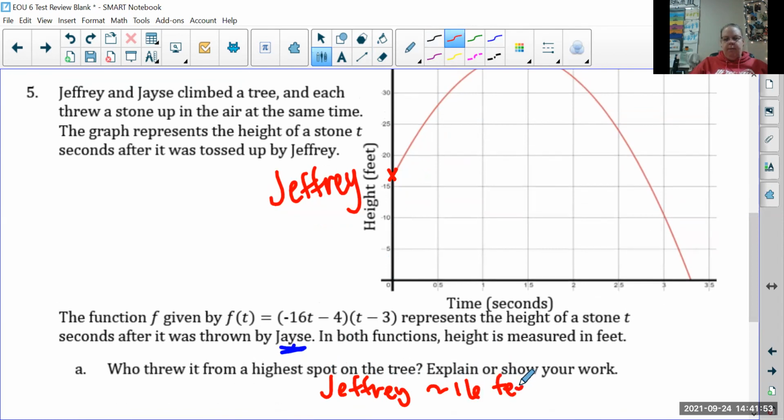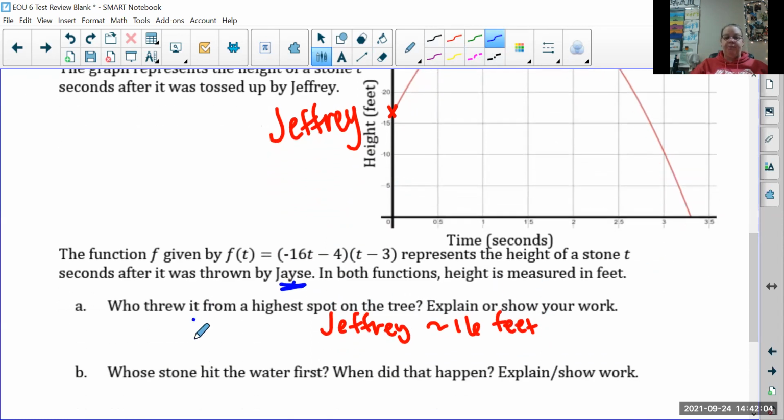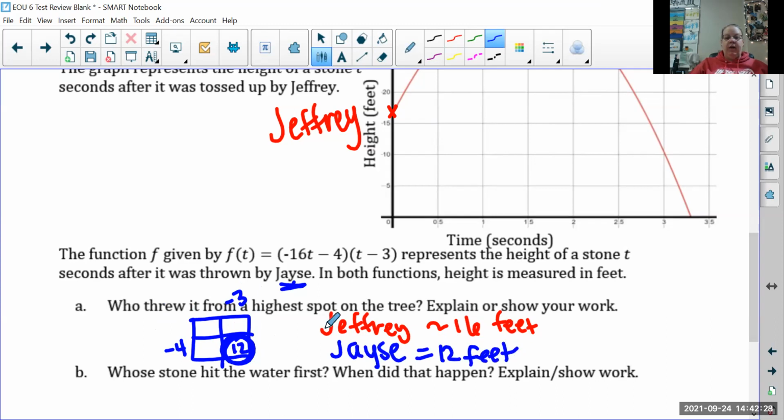about 16 feet. Now for Jace, it's a little more complicated because we have the factored form here. In order to find the y-intercept, to figure out how high Jace was in the tree, we need to write this factored form in standard form and look at the C value. So really, I only care about multiplying the negative 4 and the negative 3. When I multiply negative 4 times negative 3, I get a positive 12. That means Jace must have been 12 feet up in the air. So Jeffrey is the one who threw it from the highest spot because he threw it from about 16 feet.